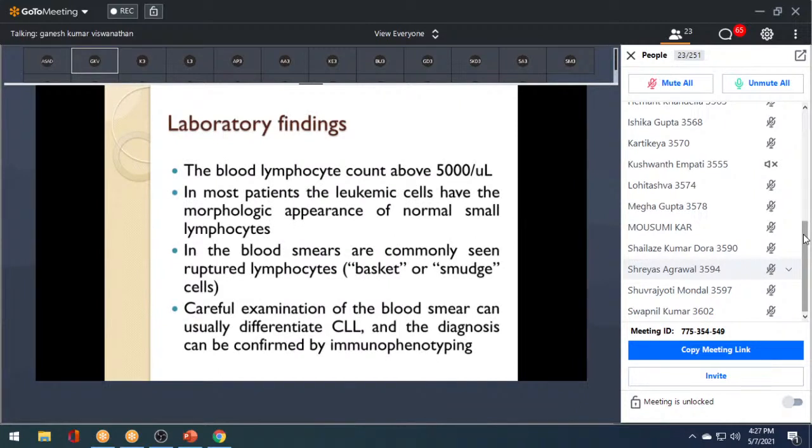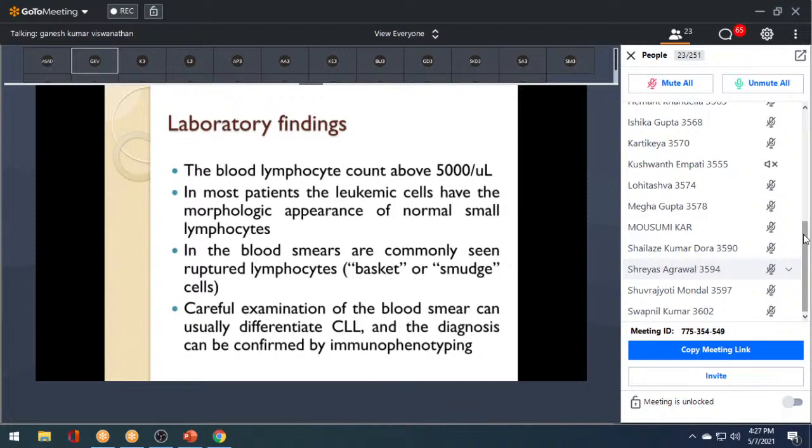The blood lymphocyte count is usually above 5,000 per microliter, and the morphology appears similar to a normal small mature lymphocyte. And you have many of these smudge cells. We'll show you a picture in the next slide. While making a smear, the cells are fragile. So what happens? The cell breaks. When the cell breaks, the cytoplasm gets stripped off and the nucleus gets smeared over the slide. That results in a smudge cell or basket cell.